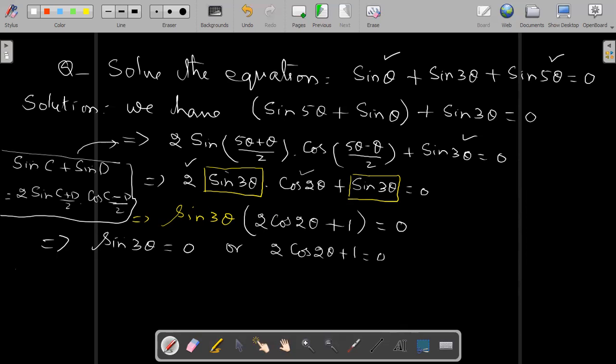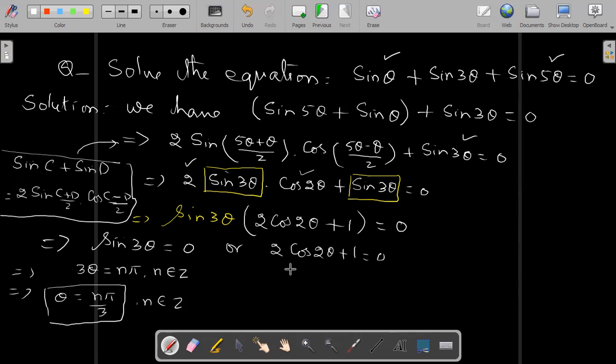I told you that when sin 3 theta is equal to 0, theta will be n pi. So 3 theta is equal to n pi, where n is an integer. Therefore theta is equal to n pi by 3. That is the first answer, where n is an integer. Second answer: cos 2 theta is equal to minus 1 by 2.